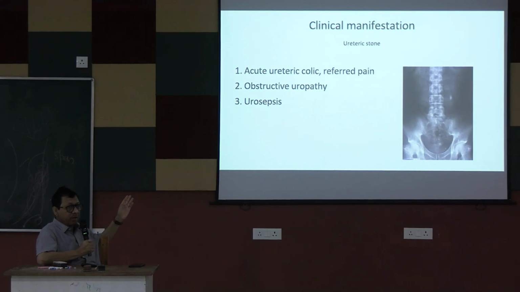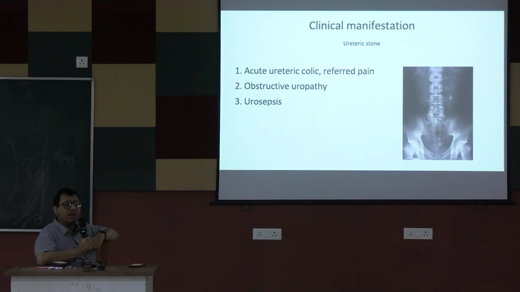These I have already said, that acute ureteric colic, how it happens, why it happens. Next is obstructive uropathy. How does the obstructive uropathy take place? Because the stone can obstruct the system silently and produce dilatation and increased pressure inside the urinary system, leading to loss of parenchyma. That leads to obstructive uropathy.